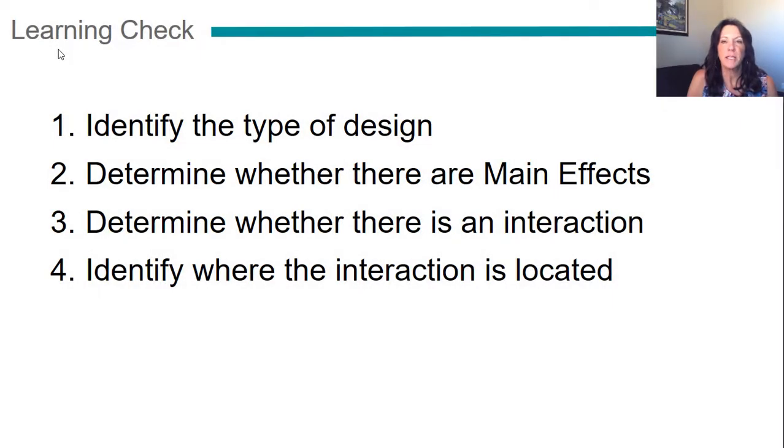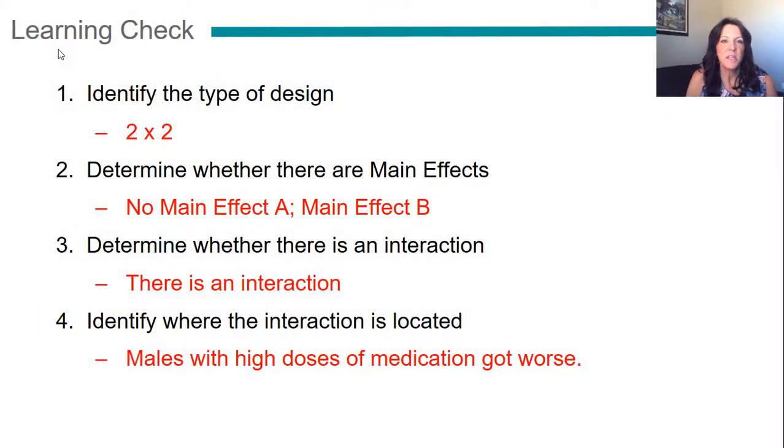So we're going to identify the type of design, talk about whether there are main effects, whether there's an interaction, and where the interaction is located. So this is actually a 2x2 design because there are 2 levels of factor A and 2 levels of factor B. There was no main effect for A, we talked about that. There's no main effect for B, but there is an interaction. Males with high doses of medication got worse. Let's take a look at that again.